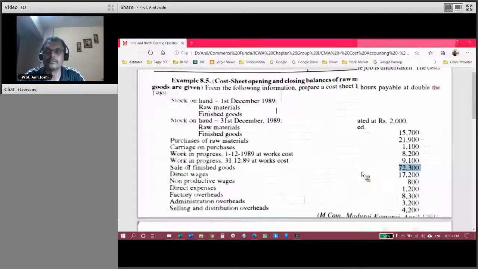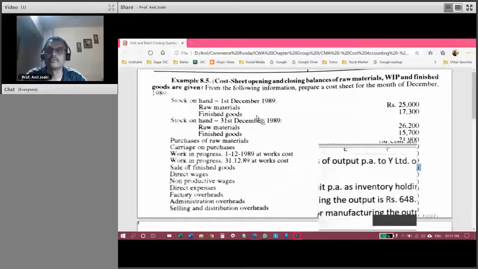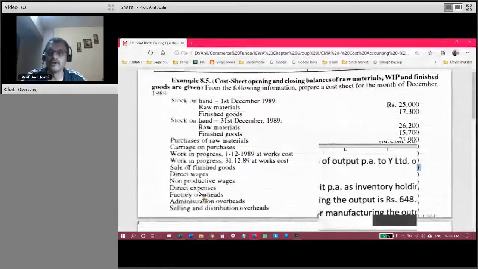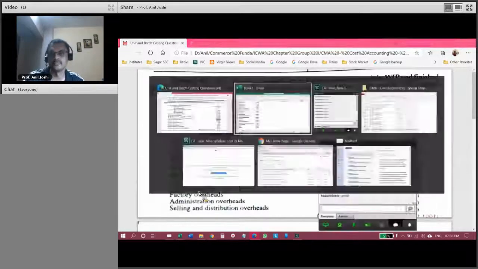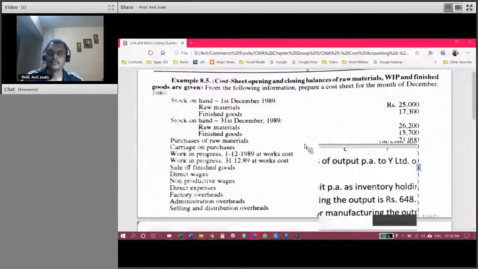Agreed? So let us see whether, just cross check once again whether we have considered all the items. So raw material stock, finished goods stock, raw material stock, finished goods stock, that is done. Purchase of raw material, carriage inward is done. Work in progress, opening closing is done. Then sale of finished goods is done, direct wages is done, non productive wages, factory overheads, direct expenses we have considered. Factory overheads, administration overheads, and selling and distribution overheads is done. Perfect. Are you clear how to prepare cost sheet for any particular job?